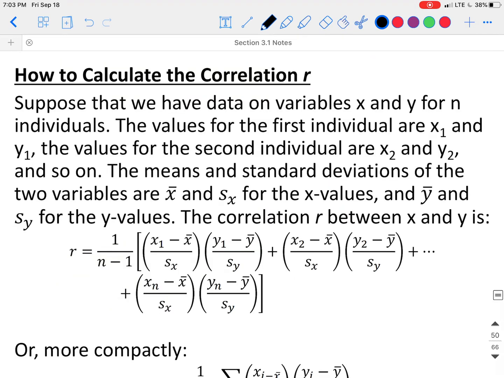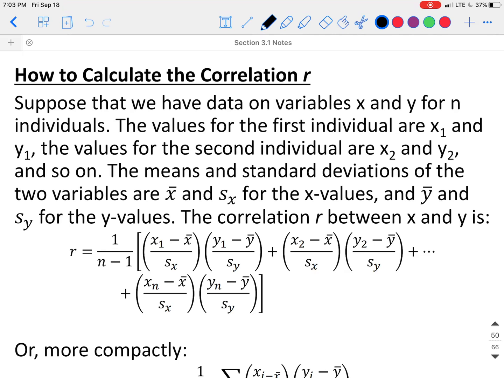Now, how to calculate that R value? Suppose that we have data on variables X and Y for n individuals. So you have a set of some number of individuals. The values for the first individual are X1 and Y1. The values for the second individual are X2, Y2, and you would keep doing this for all the values. The means and standard deviations of the two variables are X bar and S of X, and Y bar and S of Y for the Y values.